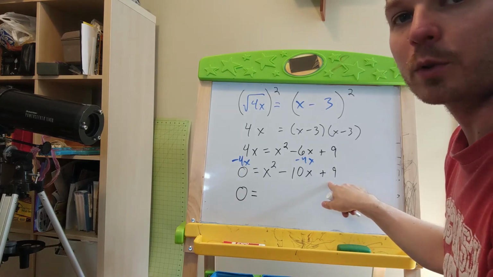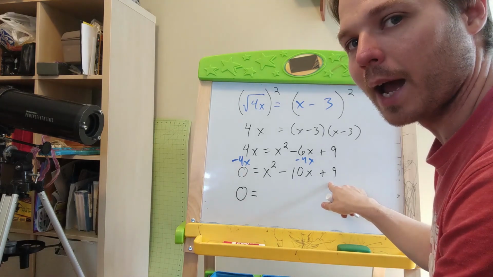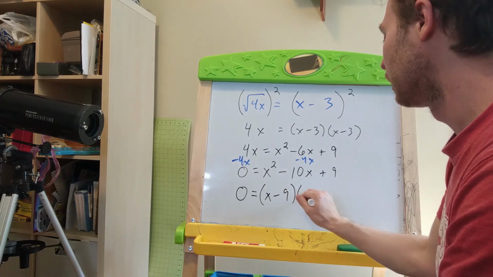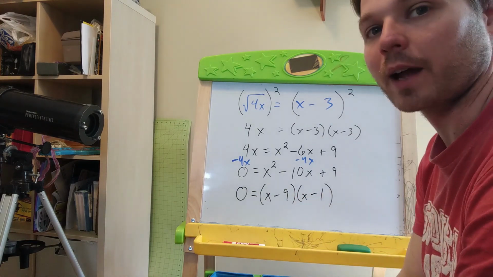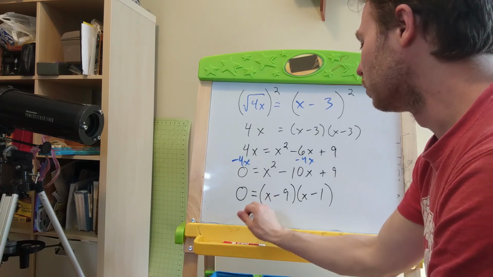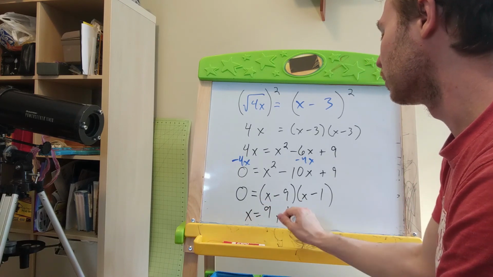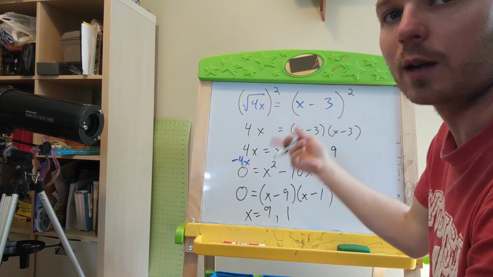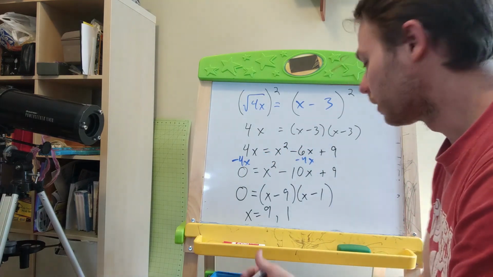So I'm looking for two numbers that when you multiply them, you get positive 9. When you add them, you get negative 10. Those numbers are going to be minus 9, minus 1. Okay, so that's your factor for us. So this is going to give me two answers, x equals 9 and x equals 1. This is back from chapter 6. It's solving those equations. We're actually using that within these radical equations.